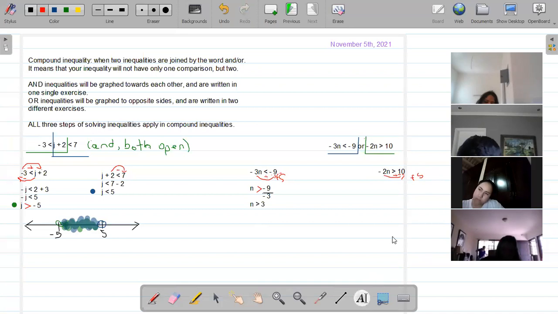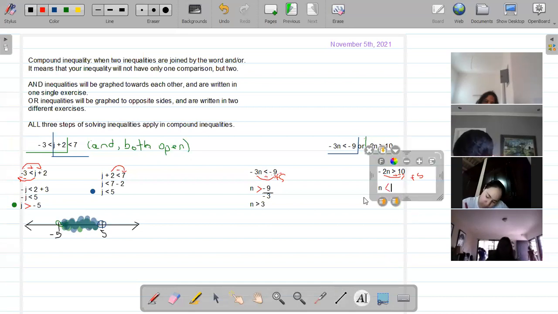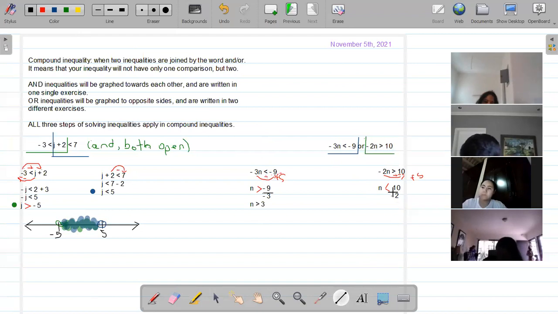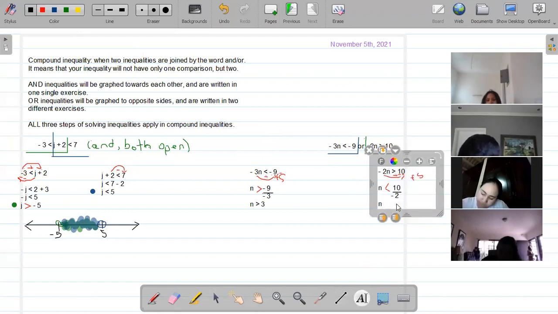We flip the sign. So now we're going to have 10. Now it is less than, not greater than. Now it is less than 10 divided by negative 2. And how much is 10 divided by negative 2? Negative 5. So the answer would be n is less than negative 5.